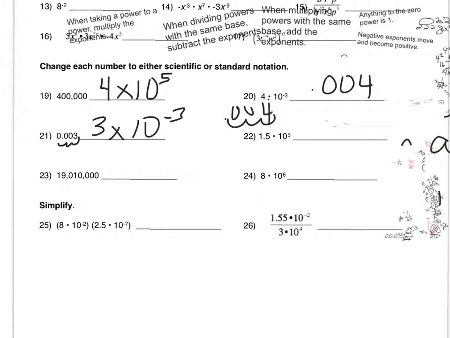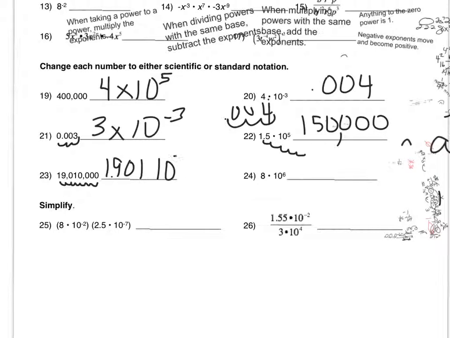And on number 22, we have to move it over 1, 2, 3, 4, 5. So we have 4 zeros to add there, and then a comma, 150,000. For number 23, we have 1.901, and we'd have to move it over 1, 2, 3, 4, 5, 6, 7 places. 10 to the 7th power. And for number 24, if the decimal is right there after the 8, we're going to add 6 zeros and get 8 million for our answer.